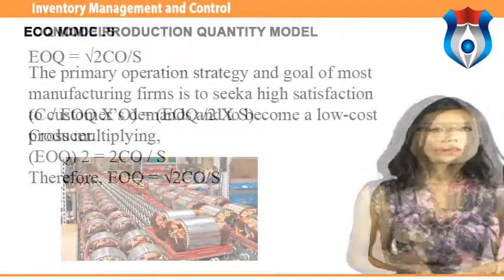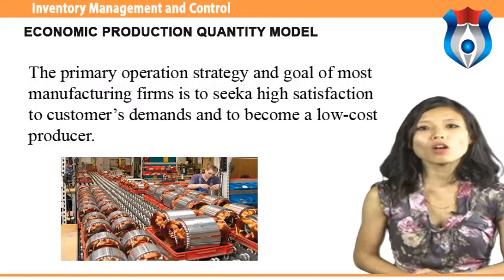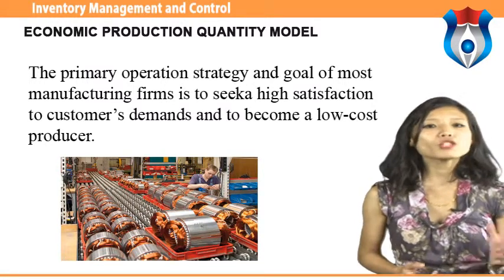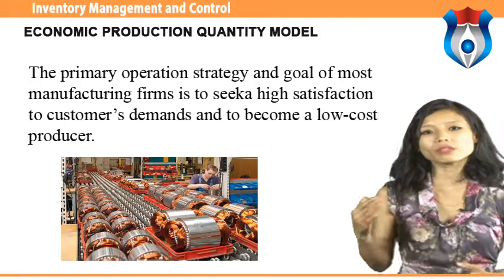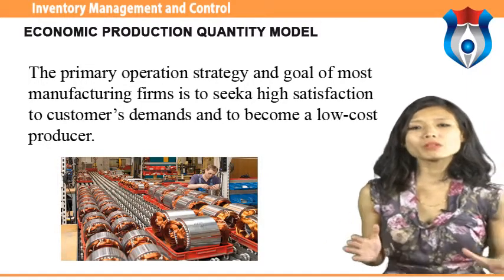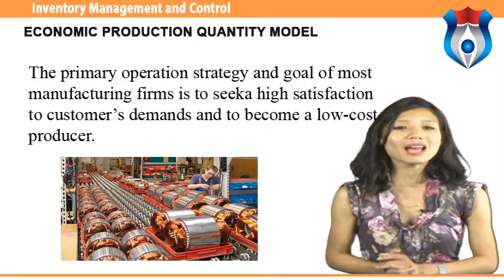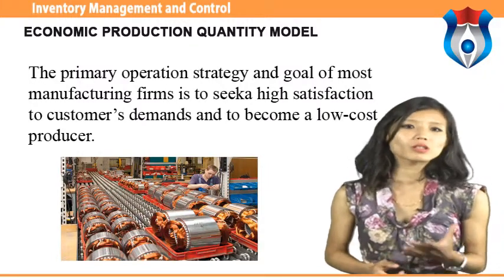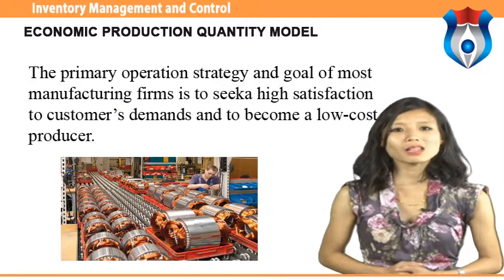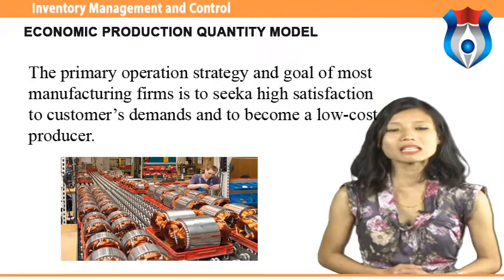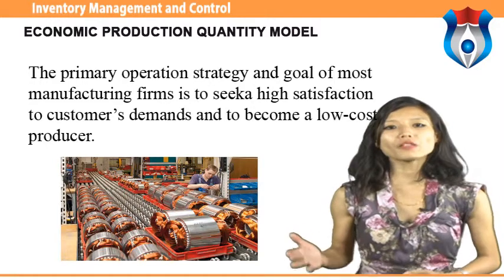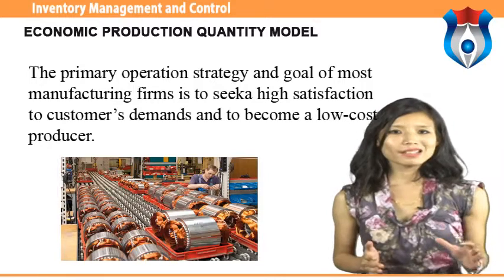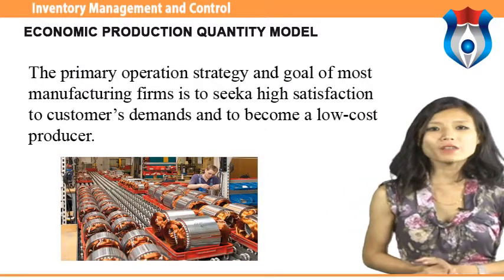The primary operation strategy and goal of most manufacturing firms is to seek a high satisfaction to customers' demands and to become a low-cost producer. To achieve these goals, the company must be able to effectively utilize resources and minimize costs. In manufacturing companies, when items are internally produced instead of being obtained from an outside supplier, the economic production quantity (EPQ) model is often employed to determine the optimal production lot size that minimizes overall production or inventory costs.